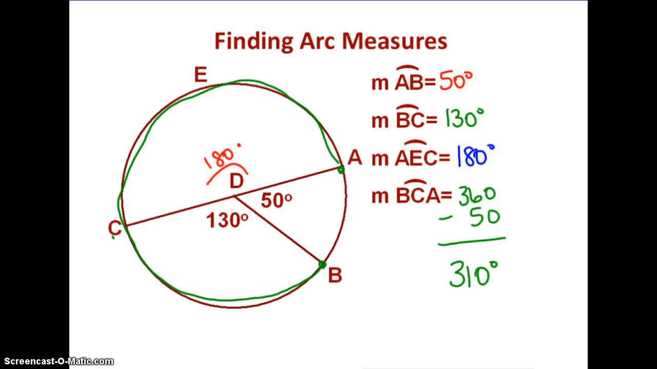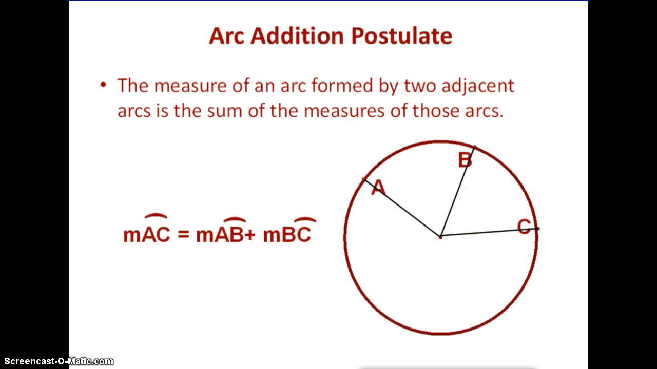Now another way to do this problem, instead of saying subtract from 360, I could have added 180 and 130. And if you add 180 and 130, you still get 310 degrees because this big green arc was made by both the central angle of 130 degrees and 180. Now this is actually called the angle addition postulate.